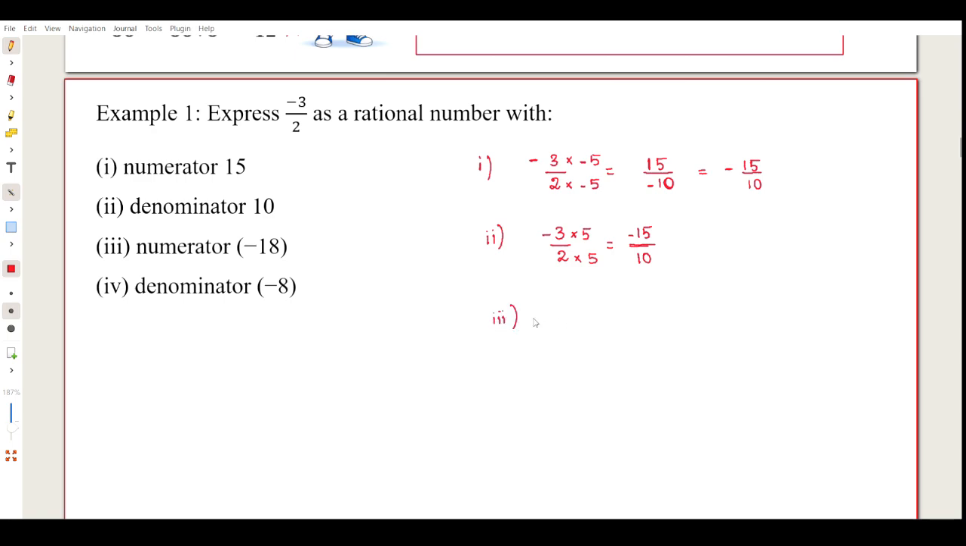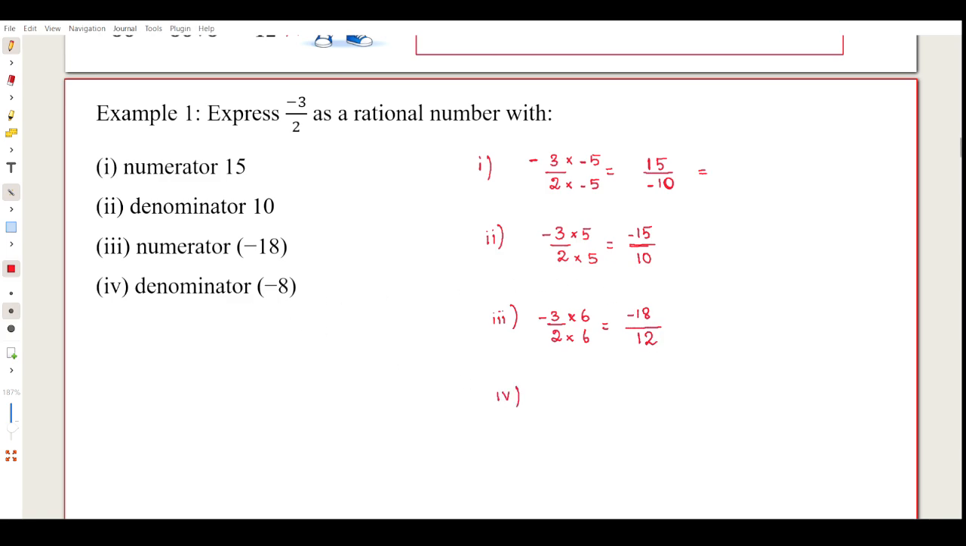The third question: minus 3 by 2 with the numerator minus 18. Here minus 3 into what will give minus 18? Minus 3 into 6. 6 threes are 18. The same 6 I should multiply here in the denominator. 2 sixes are 12.